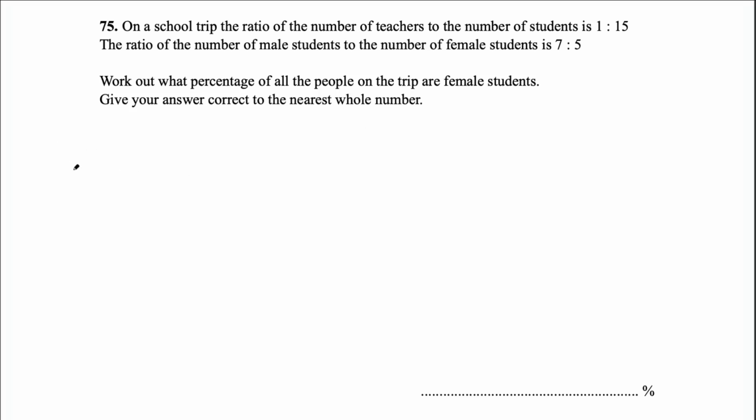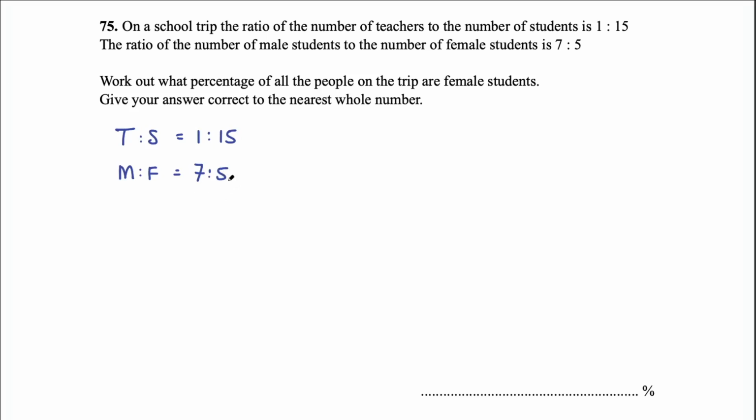Okay, so firstly, we have teachers to students, the total number of students, which is 1 to 15. And we have male to female students, which is 7 to 5. All right, one way you can approach this type of question is to effectively combine the ratios.